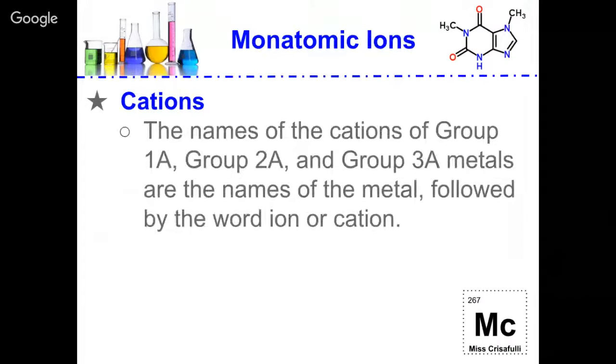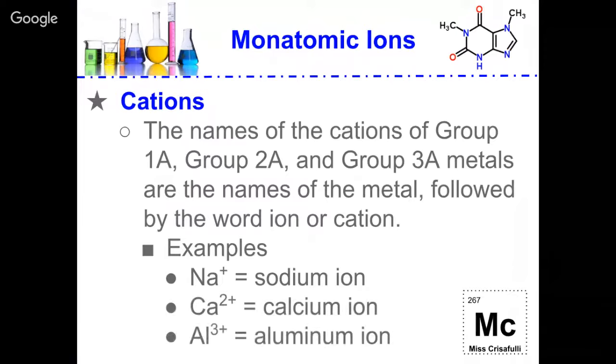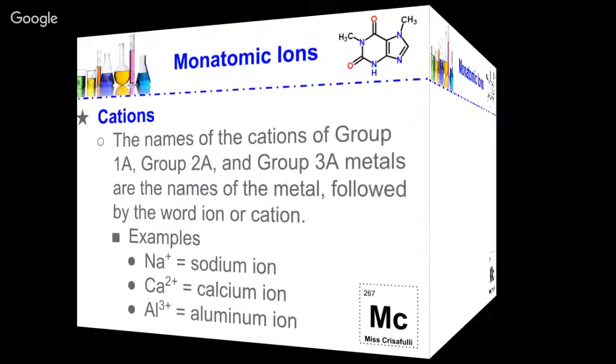The names of the cations of group 1, 2, and 3 metals are the names of the metal, followed by the word ion or cation at the end. So for example, Na+ is the sodium ion, Ca2+ is the calcium ion, and Al3+ is the aluminum ion.